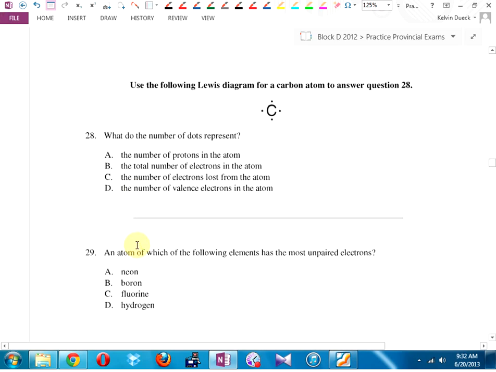Lewis diagram. What does the number of dots represent? The number of valence electrons.